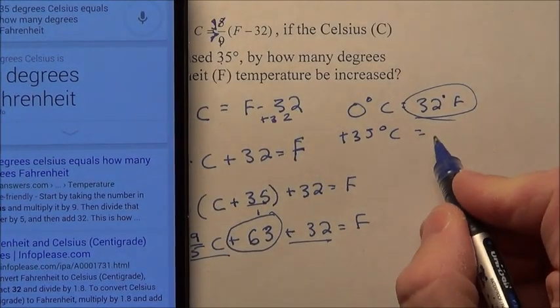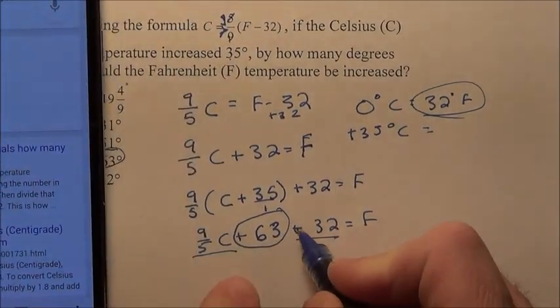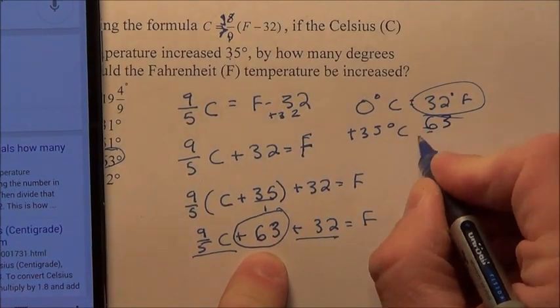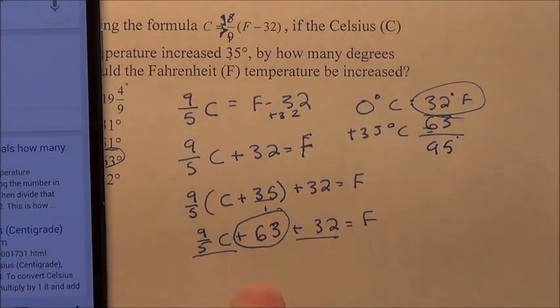Well, notice what would happen if you and I said it went up 63. If we add 63 to that 32, what do you get? You get 95. We're correct. It goes up by 63 degrees. So if you add 35 degrees Celsius to a temperature, it's making it go up 63 degrees Fahrenheit.